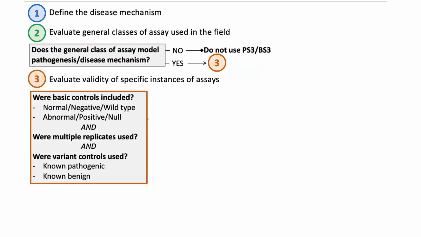So our considerations include: are basic controls included? So having a normal, negative, or wild type control, an abnormal, positive, or null control, and multiple replicates, biological or technical replicates, and specifying how many there are. And were variant controls used, so known pathogenic and known benign variants.